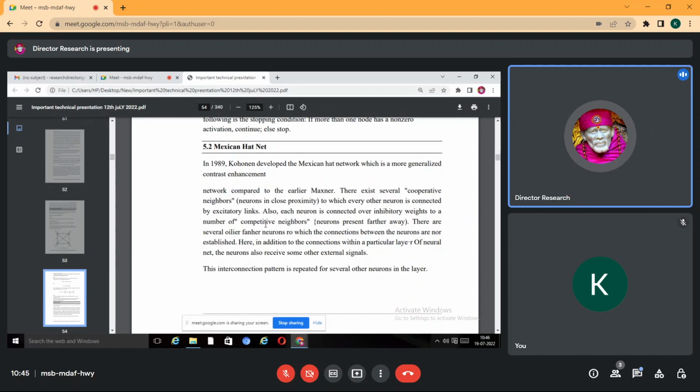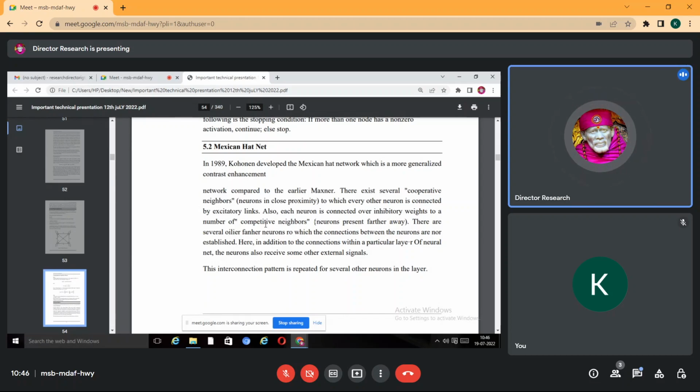Okay, Mexican Hat Net. The Mexican Hat network is a more generalized contrast enhancement network compared to the earlier MaxNet. There exist several cooperative neighbors, neurons in close proximity to which every other neuron is connected by excitatory links. Each neuron is connected over inhibitory weights to a number of competitive neighbors. There are also several neurons on which connections between neurons are not established.